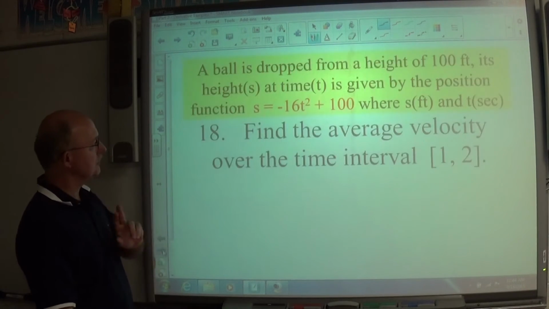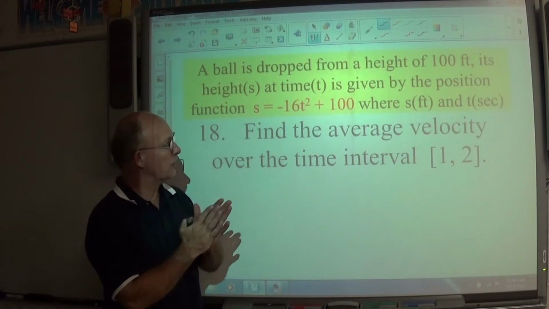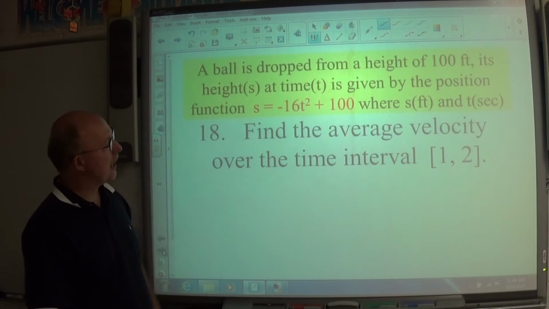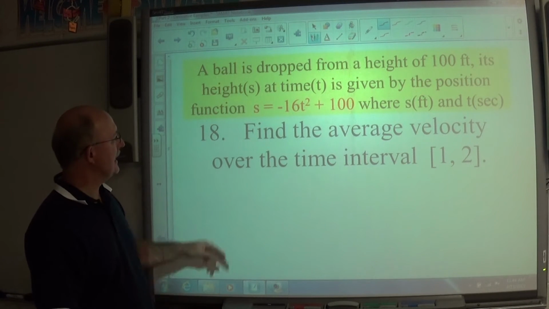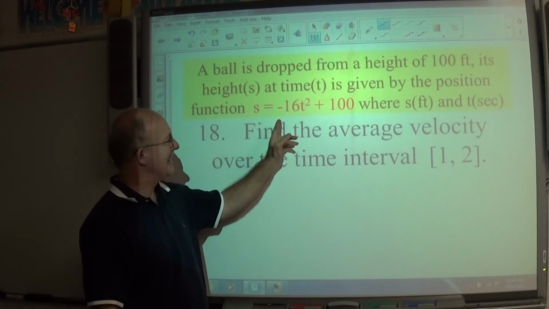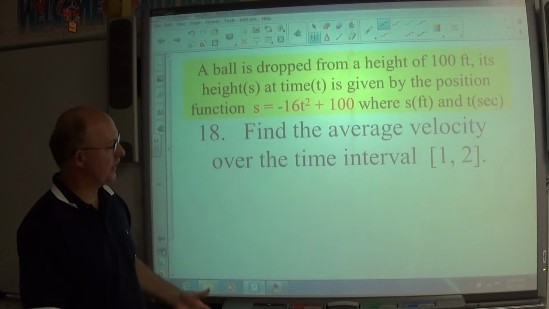Okay, let's try another one. All right, this is a good one. Now we're going to do an average velocity problem. All right, it says a ball is dropped from a height of 100 feet. Its height s at time t is given by the position function s equals negative 16t squared plus 100.